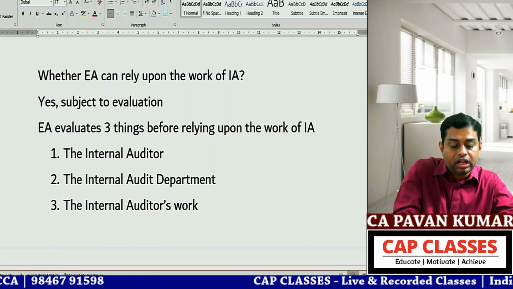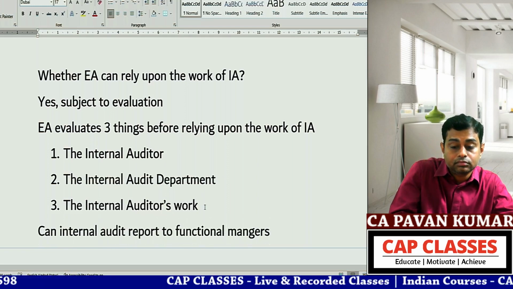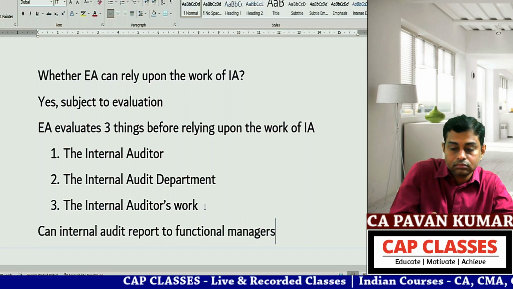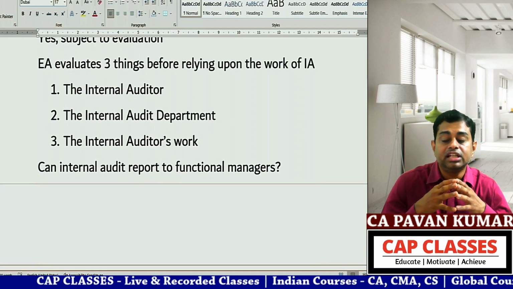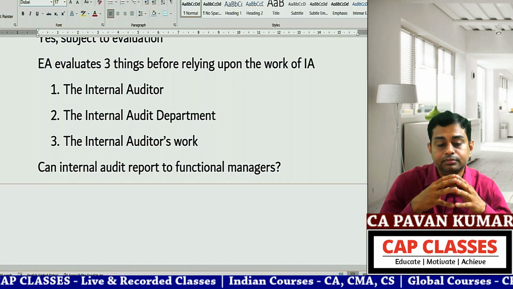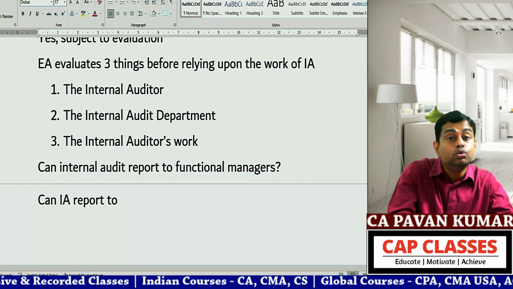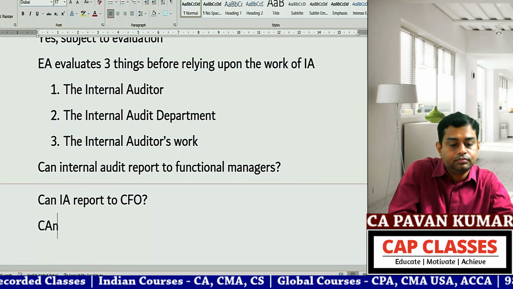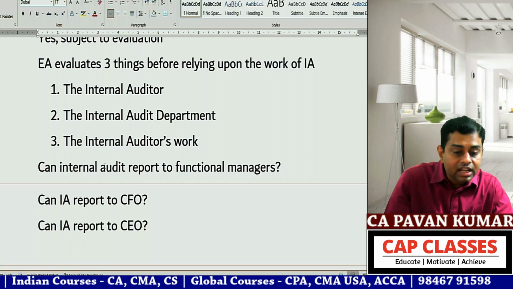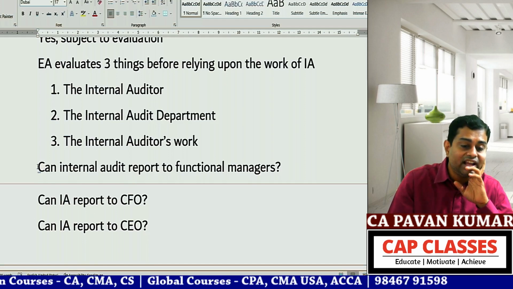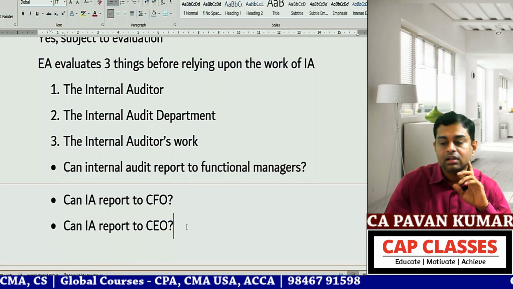Now tell me, can the internal auditor report to functional managers, like production manager, finance manager, accounts manager, sales manager, purchase manager? Can the internal auditor report to the CFO? Can the internal auditor report to the CEO? So in this ABC, which one is correct? You tell me. Which one do you prefer? Guys, tell me, which one do you prefer?